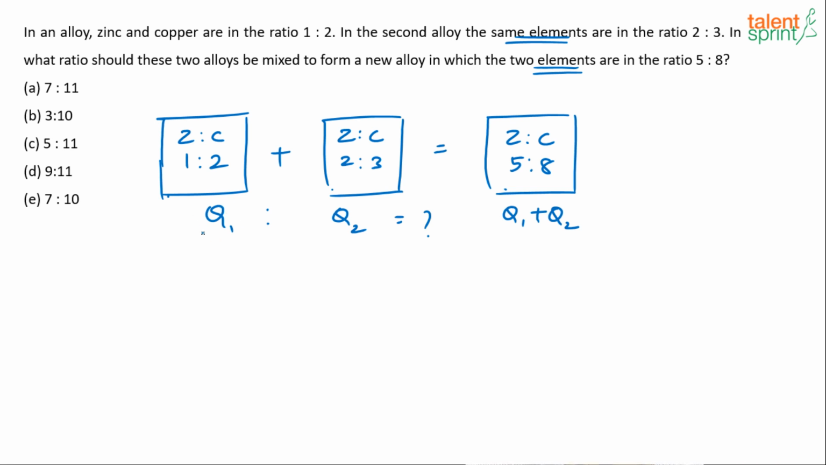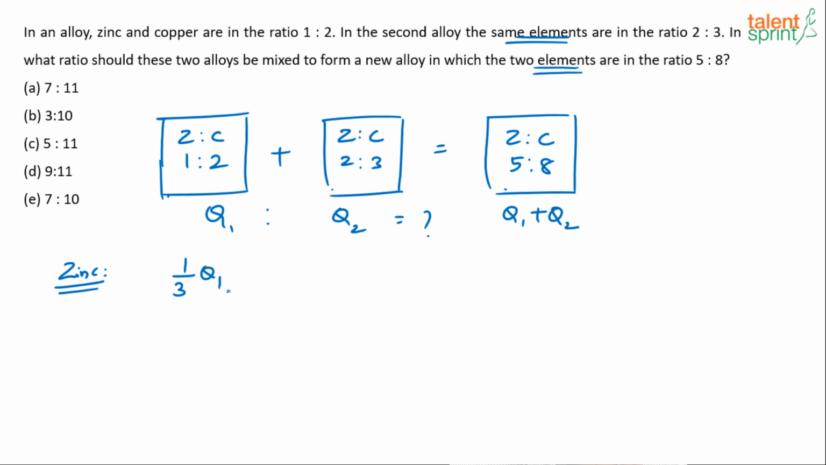See, if the total quantity of the first mixture was Q1, how much is zinc here? The ratio of zinc to copper is 1:2. So can you say zinc is 1/3 of the total mixture? I'm just balancing the weight of zinc across. So how much will zinc be here? 1 part out of 1 plus 2, 3 parts, into Q1. You're getting it? 1/3 of Q1 is zinc. 2/3 of the quantity is copper, 1/3 of the quantity is zinc.